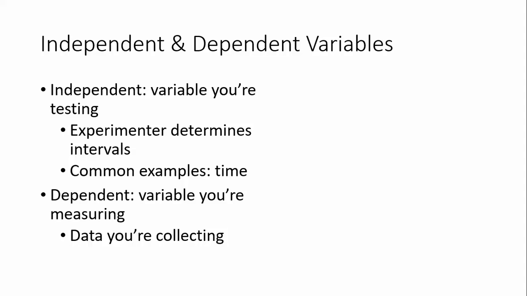A very common independent variable is time. So we're going to take these measurements at this time, or every 3 hours, or every 5 days. The dependent variable is the variable that you're measuring, and it is the data that you're collecting. If you can identify what data you're collecting, that will tell you what your dependent variable is. So for our experiment, what are our independent and dependent variables?